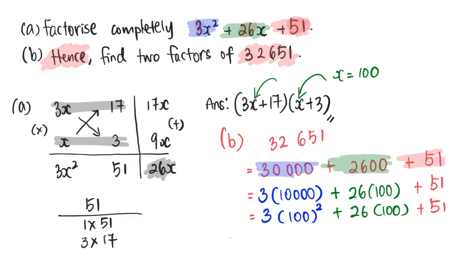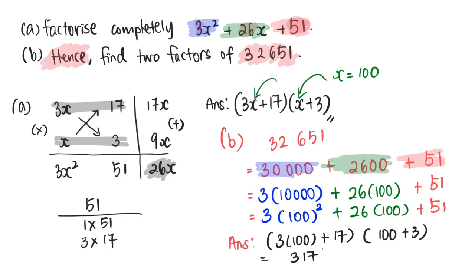So the final answer would then be 3 times 100 plus 17, 100 plus 3. So final answer, 317 is one of the answers. 103 is the other factor. And that concludes this question.